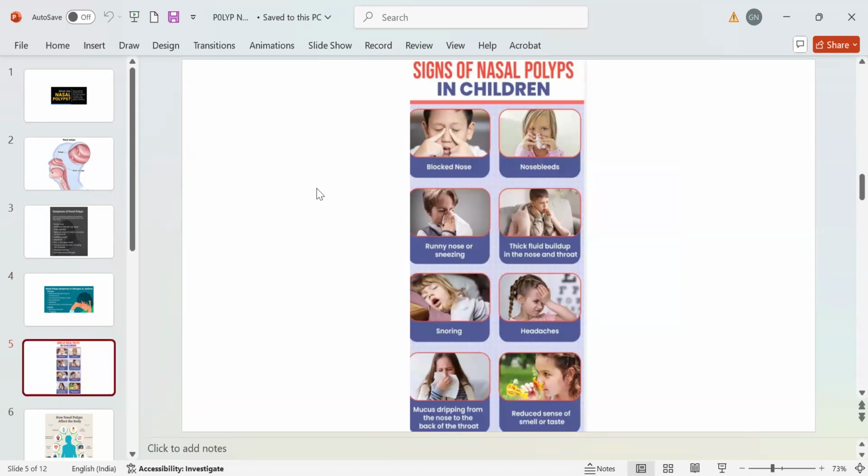Signs of nasal polyps in children. Mainly, the child will complain of blocked nose, noisy breathing, running nose, sneezing. There can be epistaxis, then snoring, thick fluid buildup in the nose, headaches, and post-nasal drip, reduced sense of smell and taste.